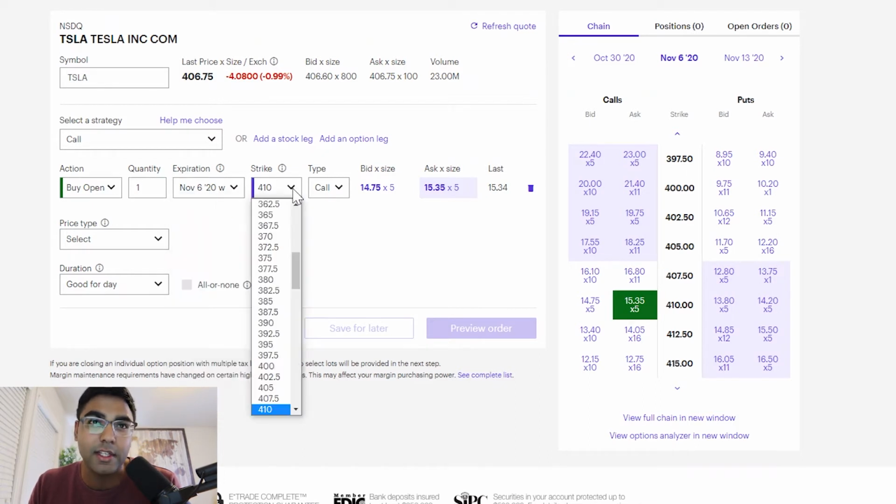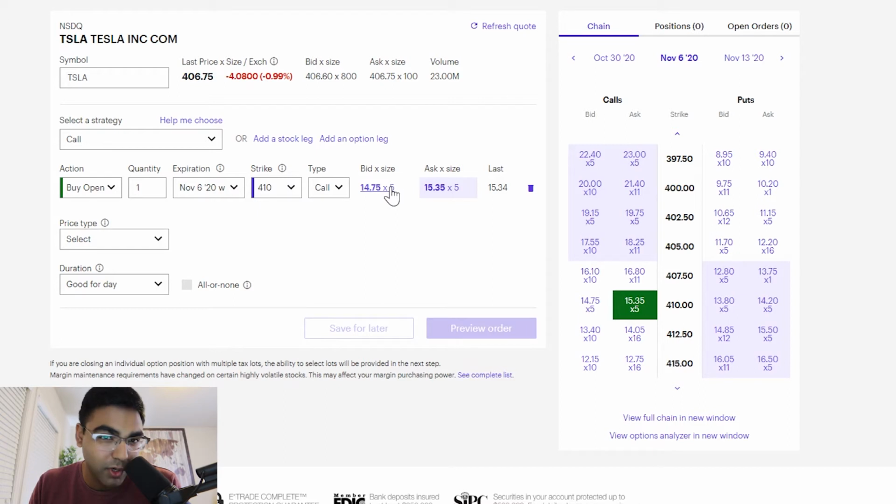And the strike price is basically saying, hey, this is the price I'm willing to buy 100 shares of Tesla in the future, and I'm willing to pay some premium for that. And so this premium over here is $14.75 in terms of bid, and the ask here is $15.35. So the bid and the ask, what it really means is saying, hey, the bid is $14.75 in terms of open orders.